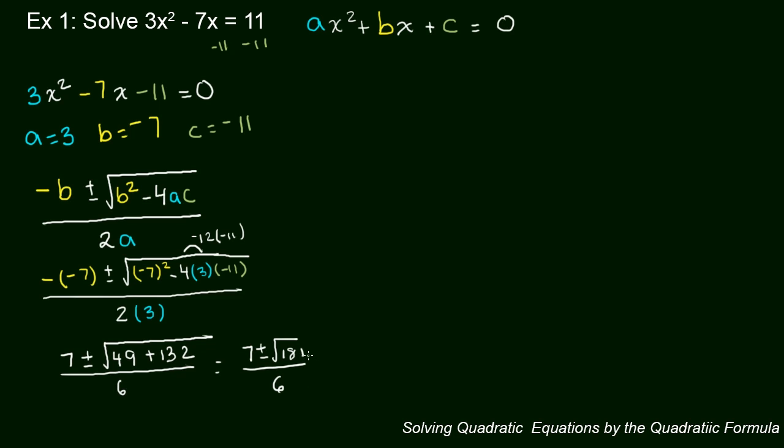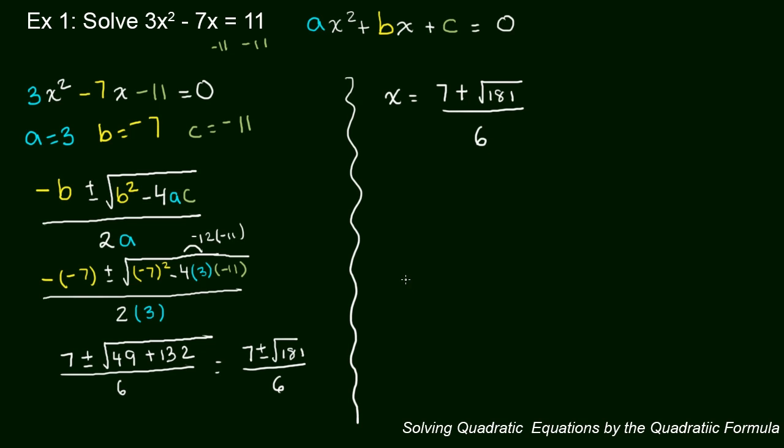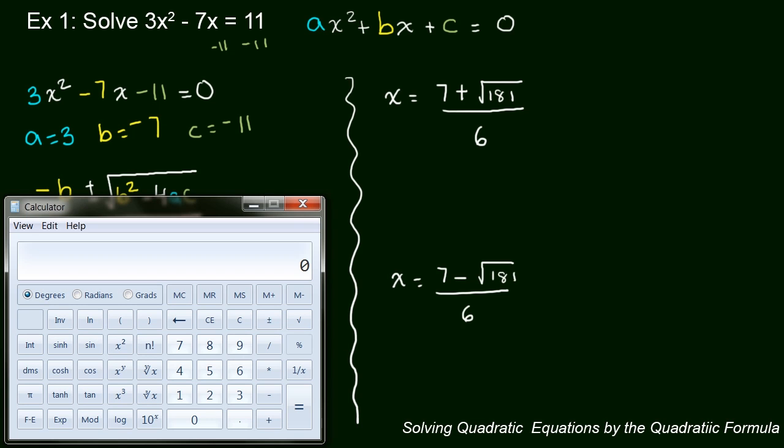Now the square root of 181 is not a perfect square, so I'm going to need to use a calculator to evaluate this. And because I have a plus or minus over here, this means that I am going to have two answers for x. I have x is equal to 7 plus the square root of 181 divided by 6. I also have x is equal to 7 minus the square root of 181 divided by 6. Let us first look at 7 plus the square root of 181 divided by 6.